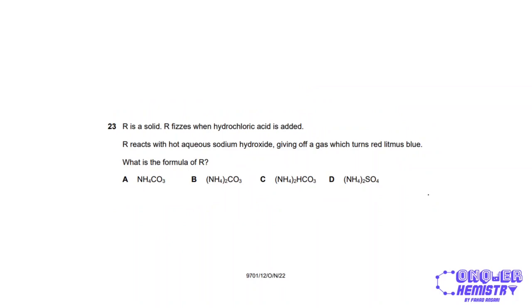So now over here we're talking about R, a solid which fizzes when hydrochloric acid is added. Okay. And R reacts with hot aqueous sodium hydroxide, giving off a gas which turns red litmus blue. So a gas which turns red litmus blue, this is obviously going to be ammonia. So that means that R contains ammonium ions.